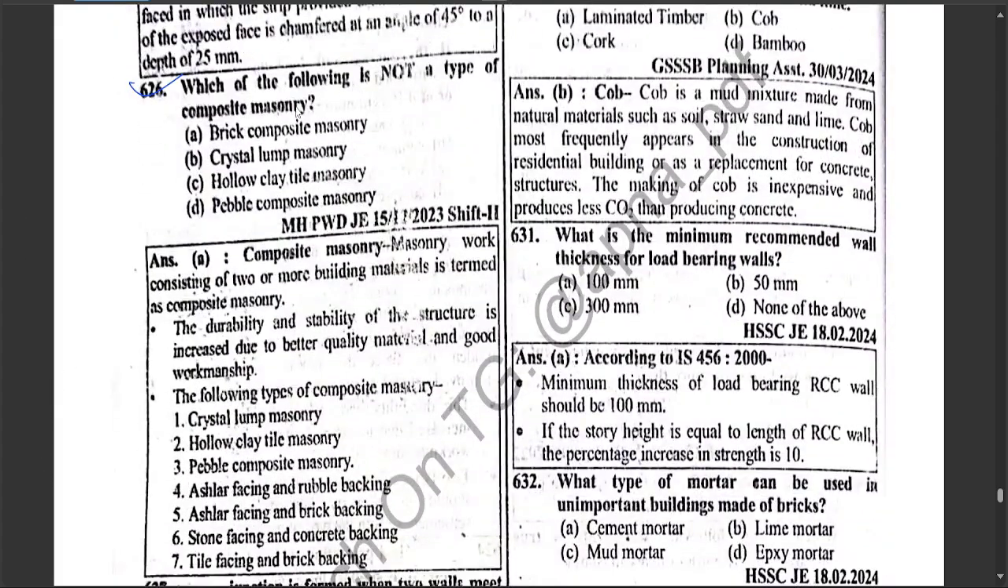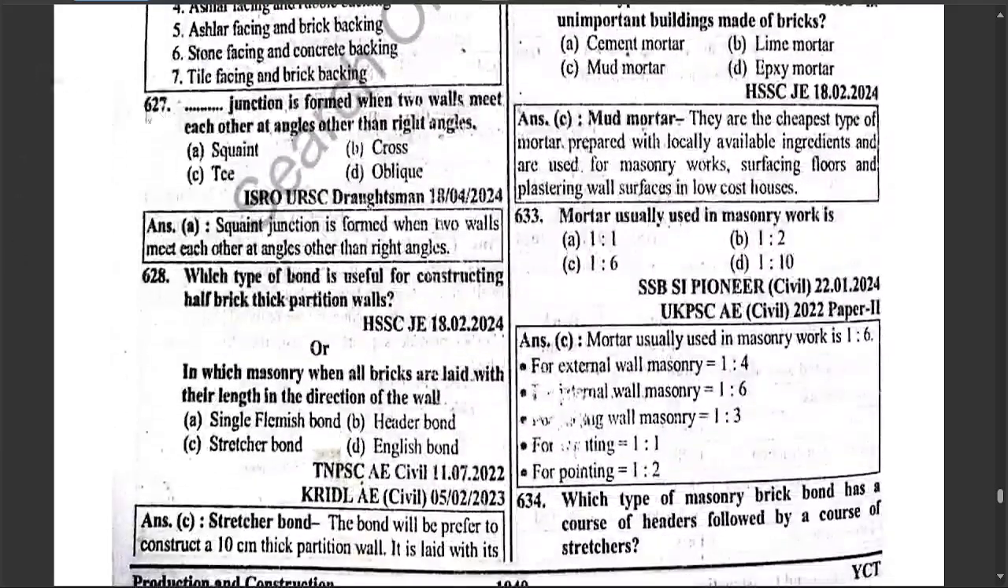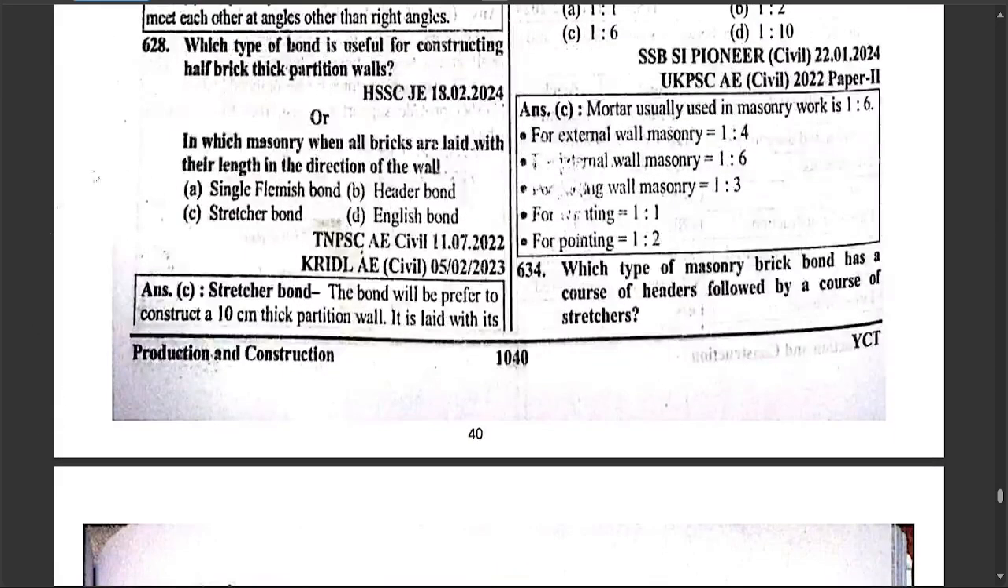Which of the following is not a type of composite masonry? Brick composite masonry. Squint junction is formed when two walls meet each other at right angles. Which type of bond is useful for constructing a half brick thick partition wall? In which masonry are all bricks laid to their length in the direction of the wall? Stretcher bond.